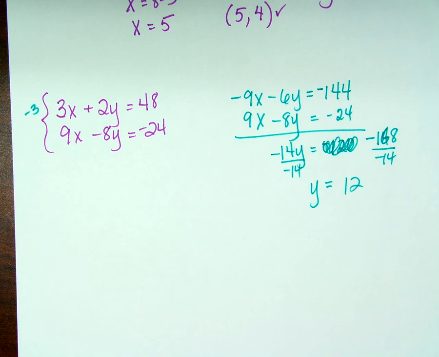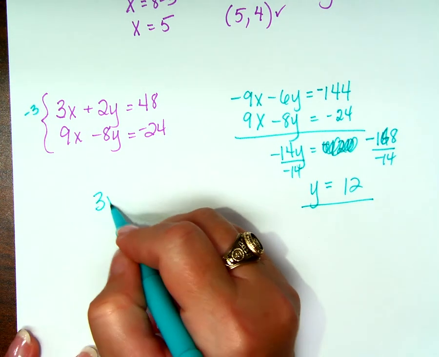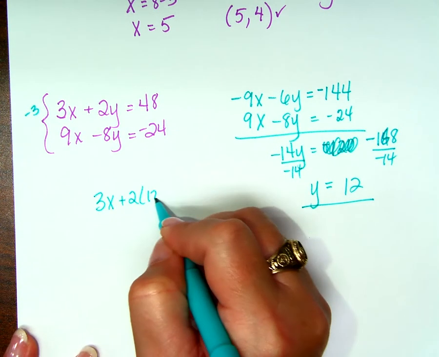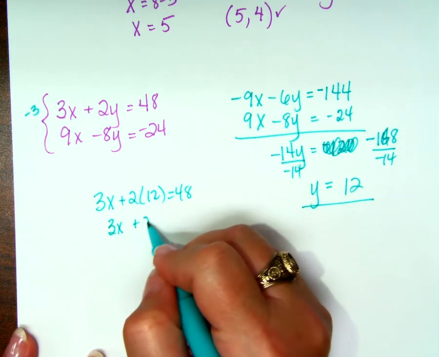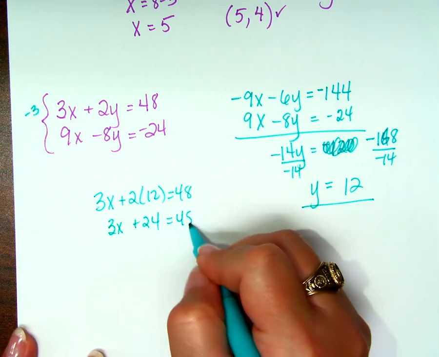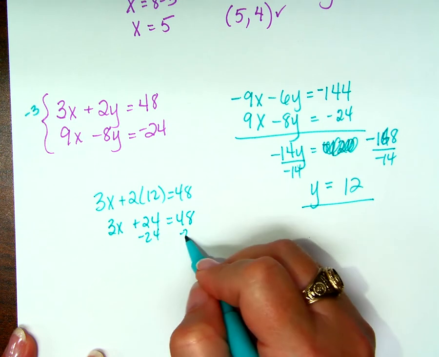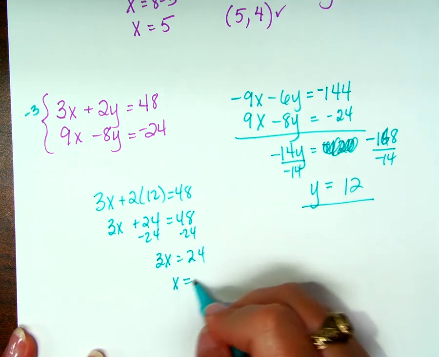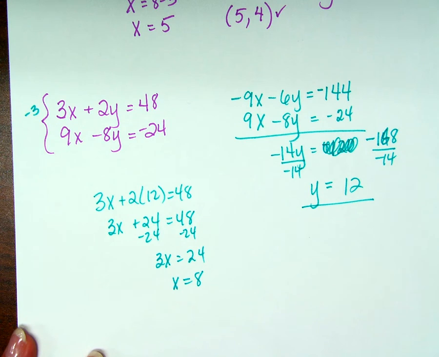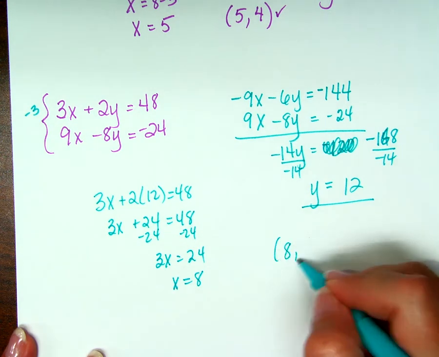Okay. So now that I know y, what do I do with it? Which one would you plug it into? Probably the top one, okay. So 3x plus 2 times 12 equals 48. So 3x plus 24 equals 48. The 3x equals 24, so x equals 8. 8, 12.